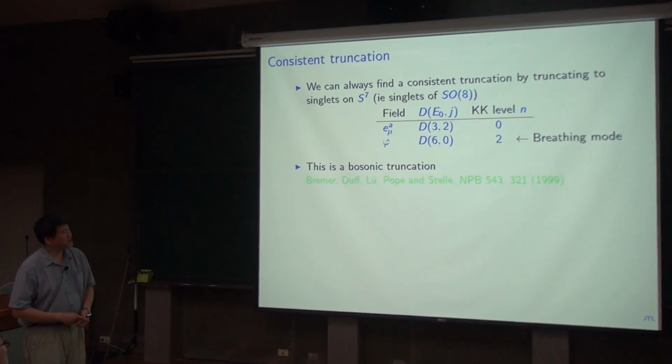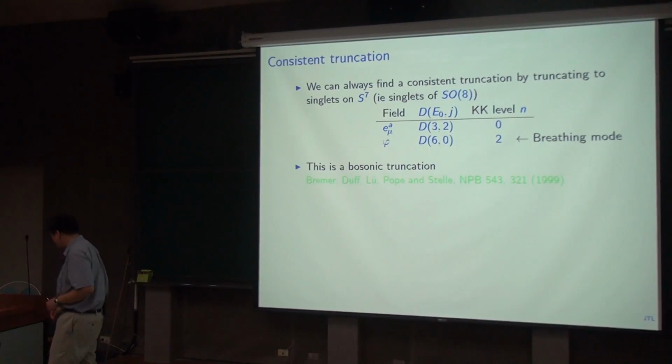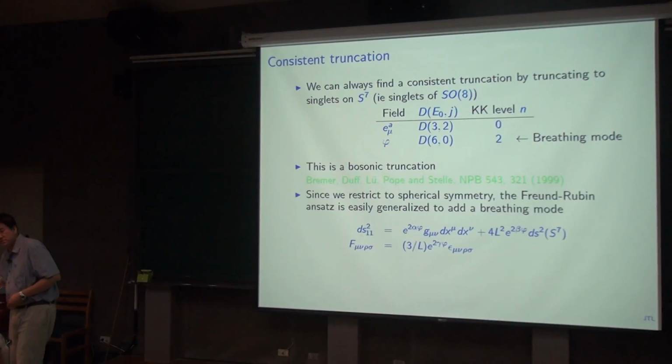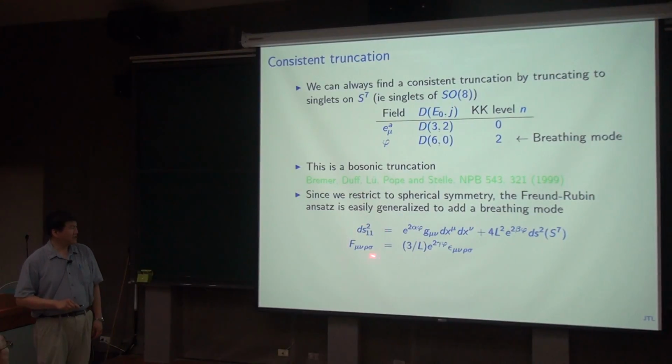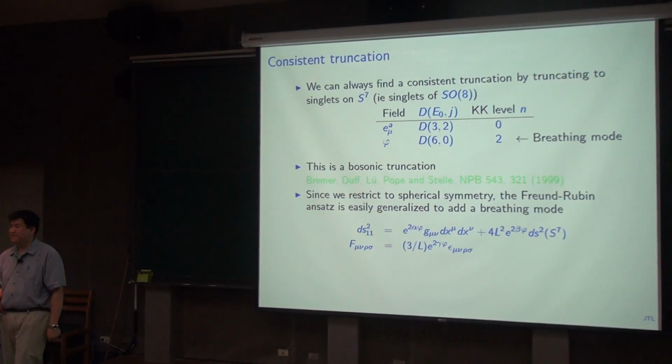And that gives you a nice hint. If I wanted to write down a consistent truncation, you know, a full nonlinear ansatz, I would do it like that. I'll write down a metric and a four-form potential. So the metric, if I forget about phi for the moment, is again an AdS metric over here and S7 metric over here.